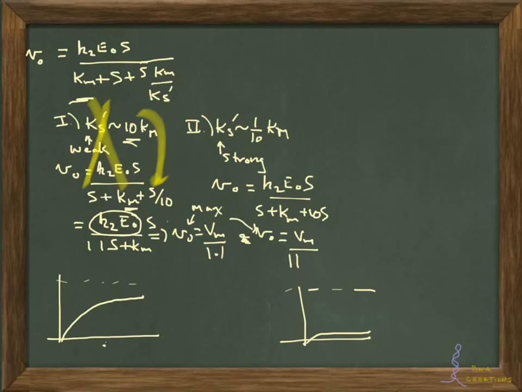Sorry, Bill. I can't read what it says next to K2 E naught S over S plus Km plus... Oh, sorry, that's 10S. Oh, 10S. Okay. Sorry about that. Thank you.